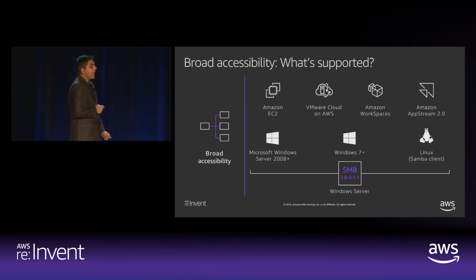So we actually support access from Amazon EC2 instances, from VMware Cloud on AWS VMs, from Amazon Workspaces instances, as well as from Amazon AppStream 2.0 instances. And then we also support a wide variety of operating systems. When it comes to Windows Server versions, we support everything starting from 2008 all the way to the latest version. When it comes to desktop versions, we support everything starting from Windows 7. And then we also support access from Linux clients using the Samba client, the open source Samba tool. And really, we are able to provide this because we are supporting all current versions of SMB and because we are providing this Windows native support.